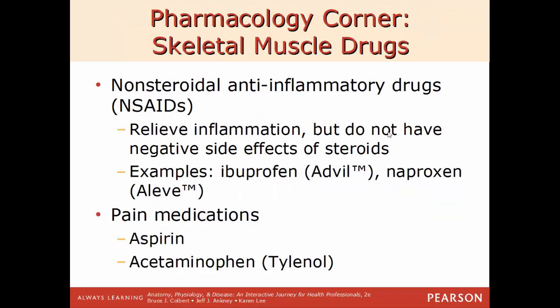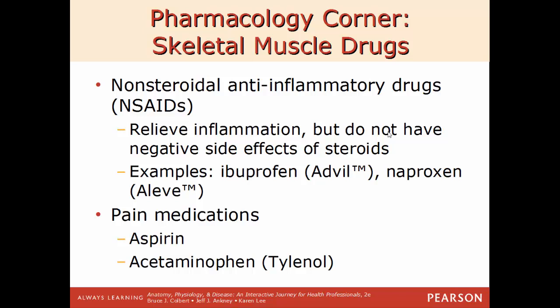Now we'll move on to the pharmacology corner. We'll talk about skeletal muscle drugs. The first one we'll talk about is the NSAIDs, the non-steroidal anti-inflammatory drugs. These are drugs that will help relieve inflammation, but don't have the negative side effects that steroids do. Some common examples: ibuprofen and naproxen.